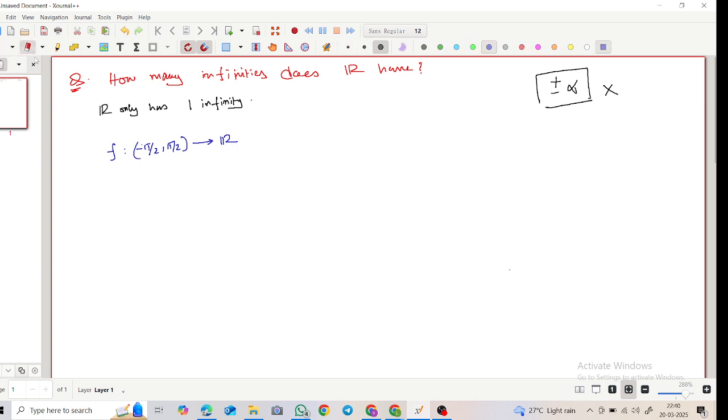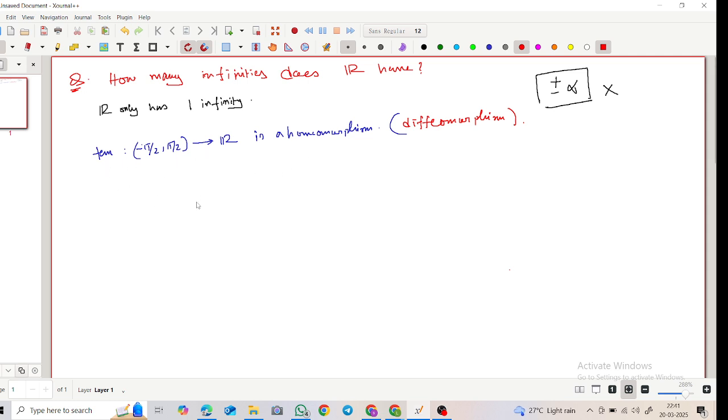Do you know the map? tan inverse x, tan x, tan inverse x. This is a homeomorphism, bijection, right? Homeomorphism. It's even more. In fact, I would say it's a diffeomorphism. By that I mean F and F inverse: if both of them are continuous, we say it's a homeomorphism. If F and F inverse, both of them are differentiable, we say it's a diffeomorphism.